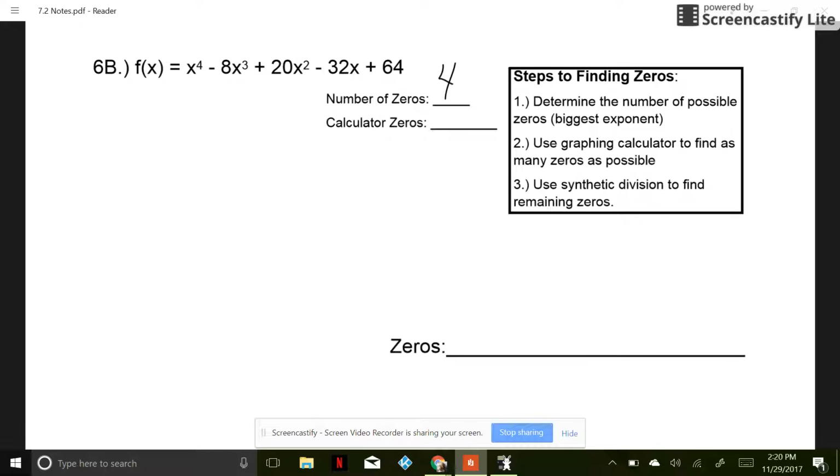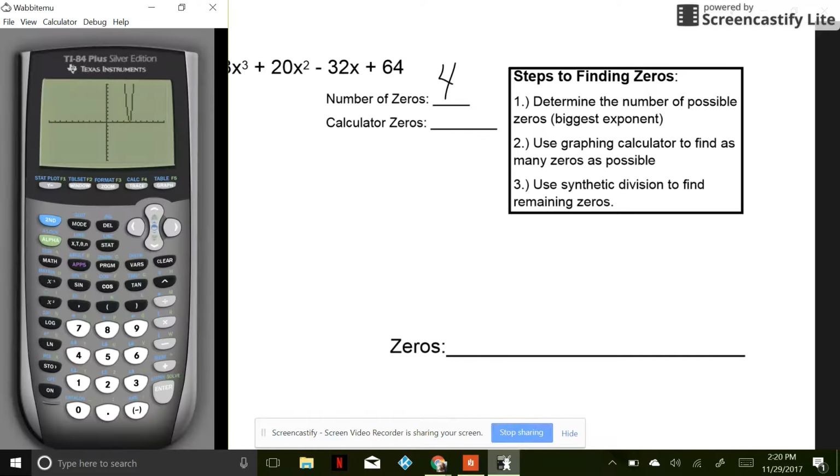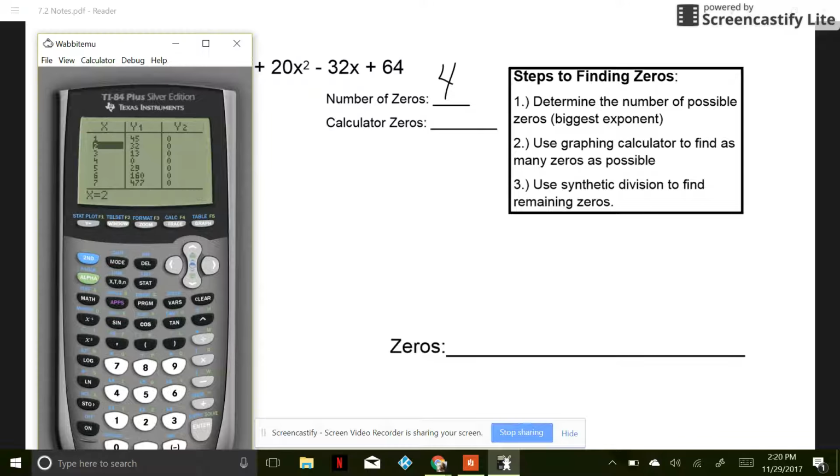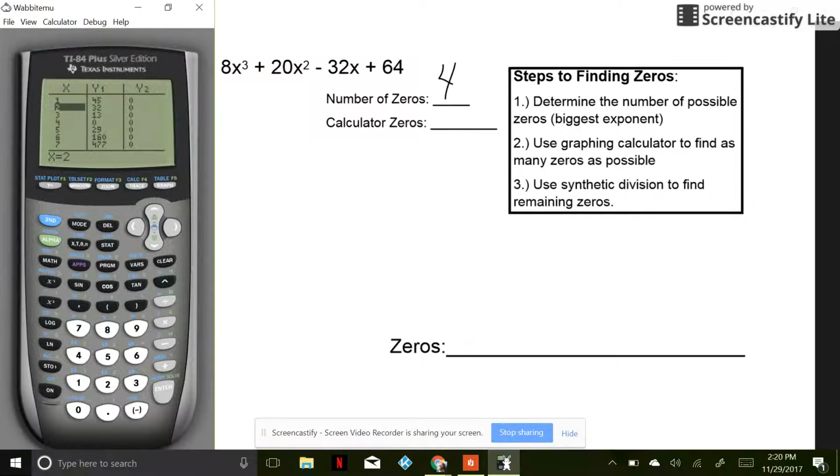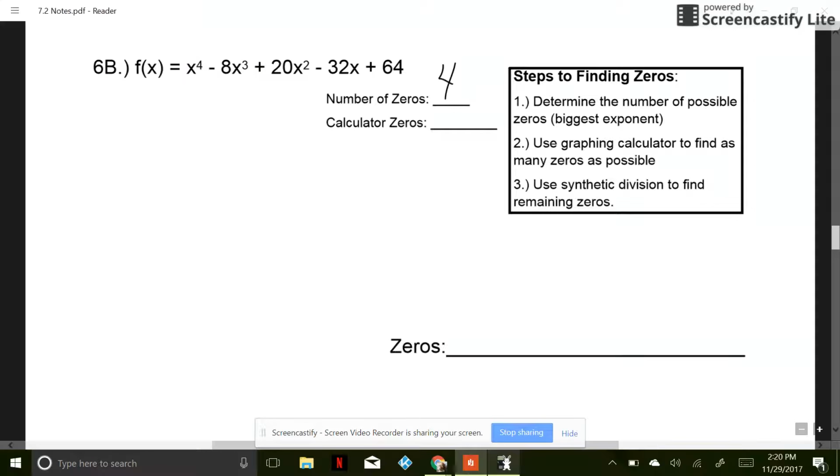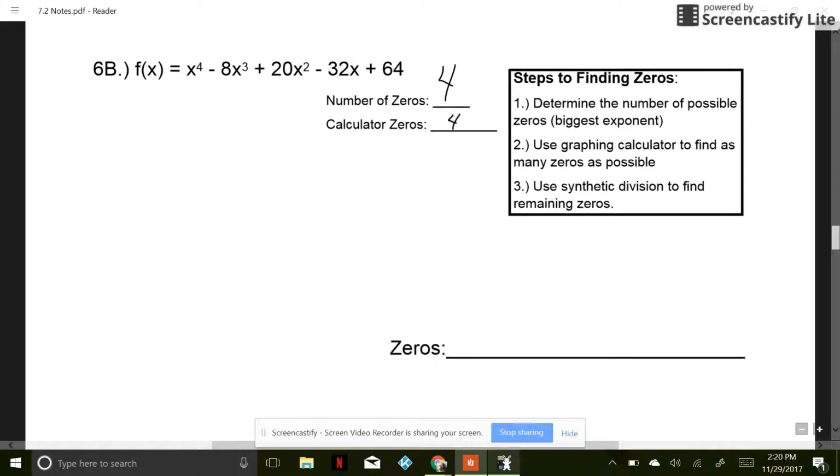So we're just graphing this to see what our calculator zeros are. So we can see there's 1. Let's see where it's at. It's there at 4. So we've got our calculator 0 is at 4, which means we're going to have 3 other solutions we're looking for.